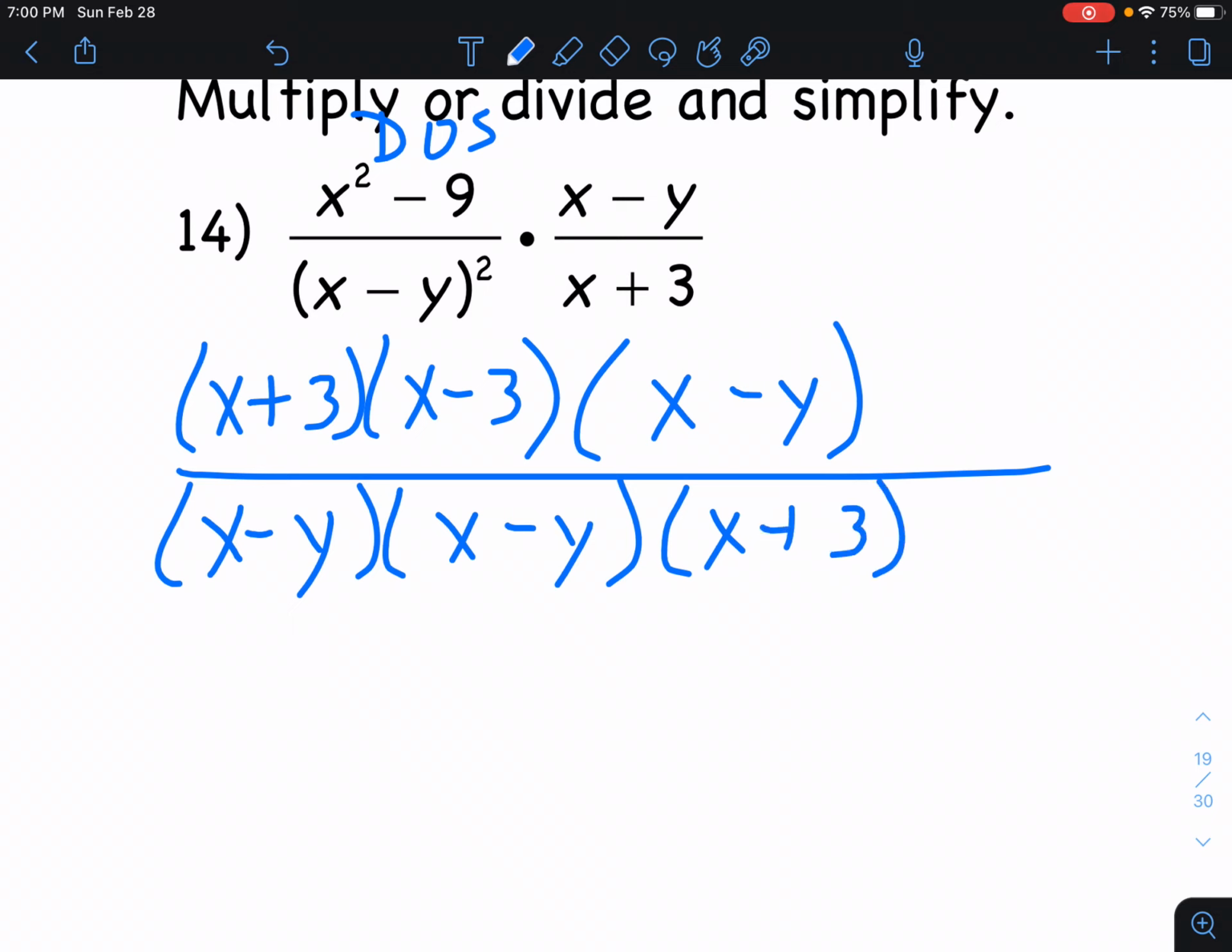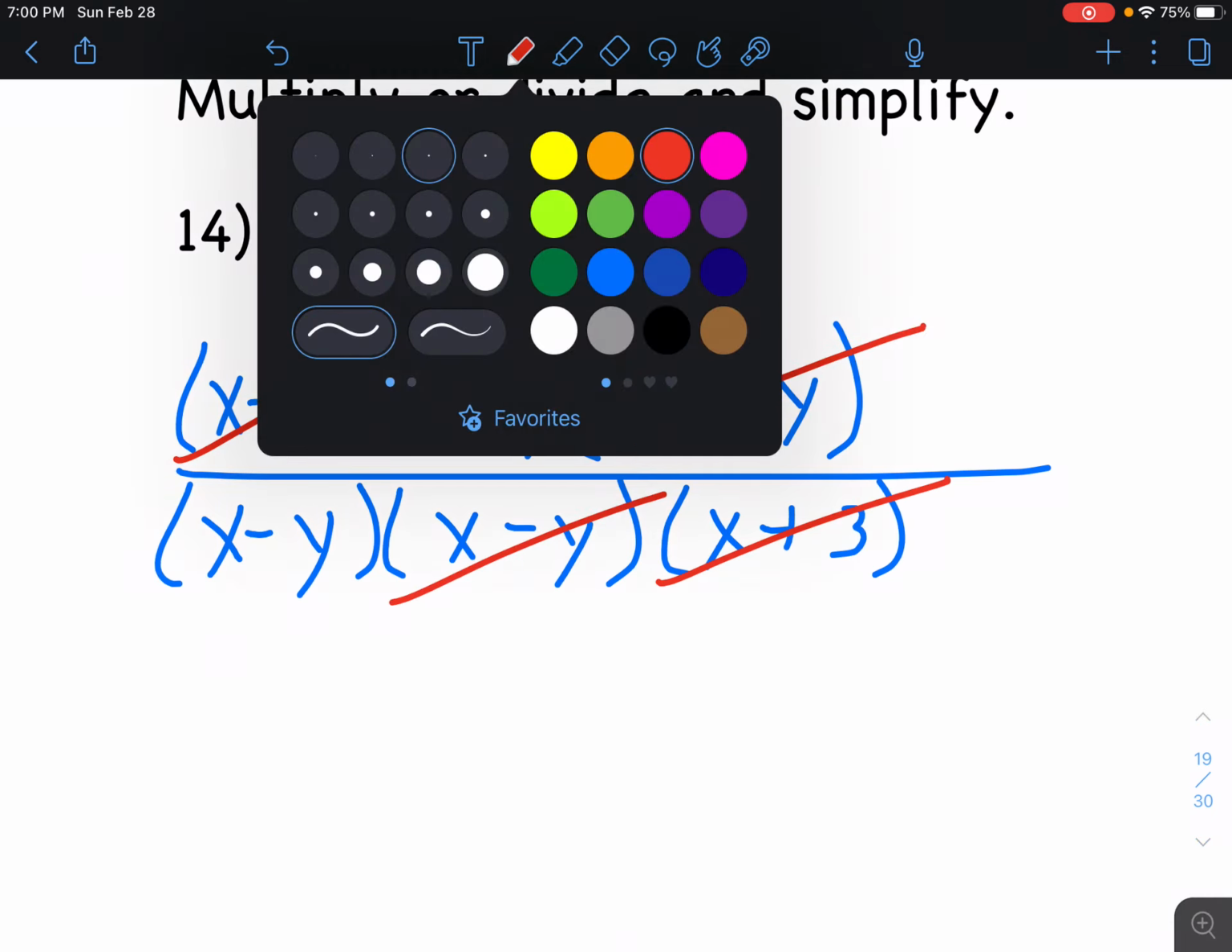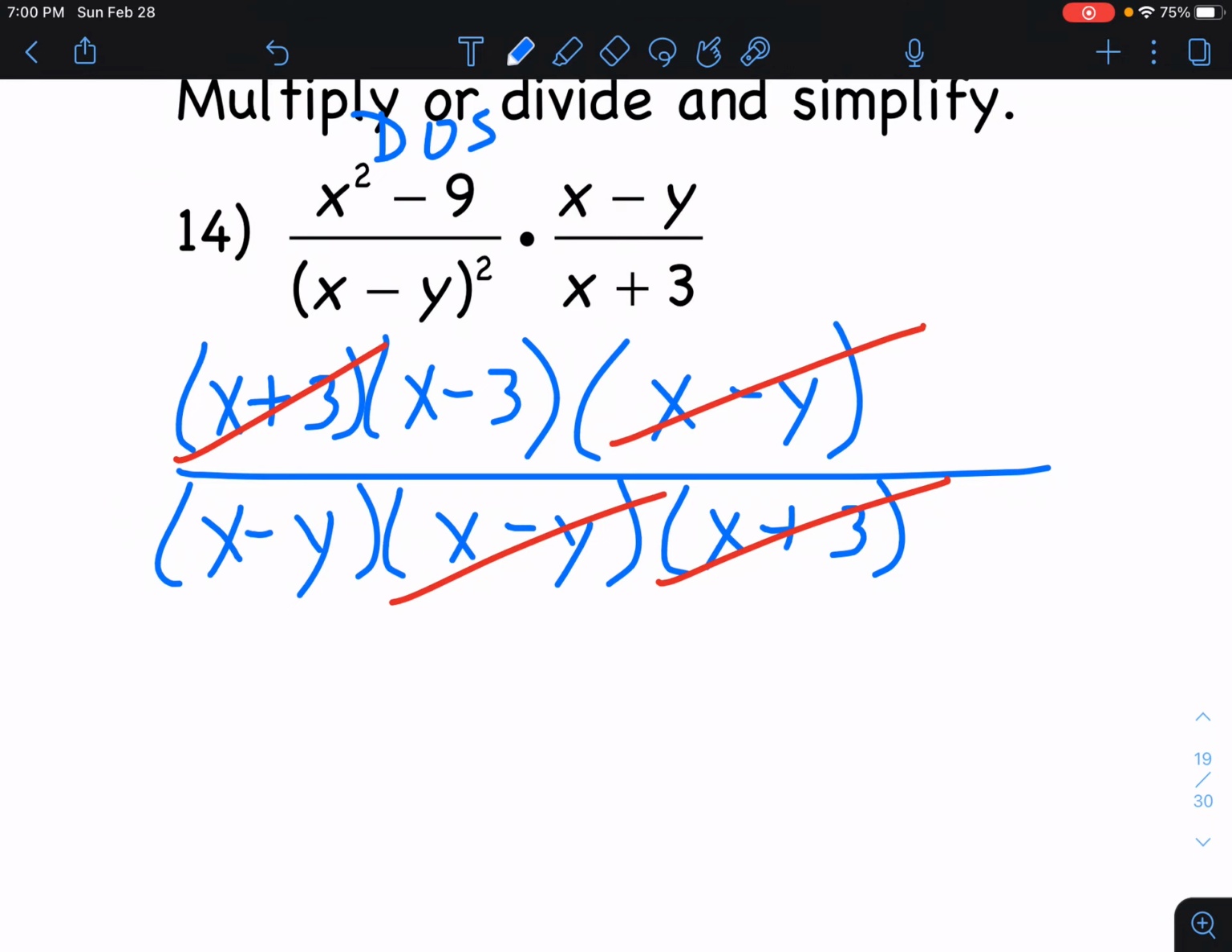All right, so now it's time to cancel some stuff out. One at the top with one at the bottom. So here, this and this, and one of these, and that's it. Now it's answer time. It would be x minus 3 left on top, x minus y left on the bottom.